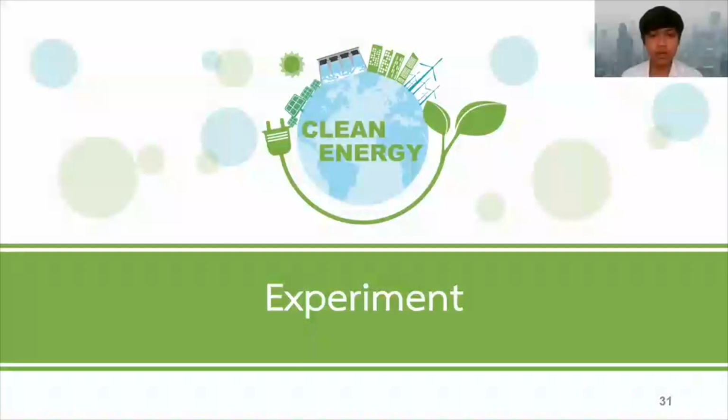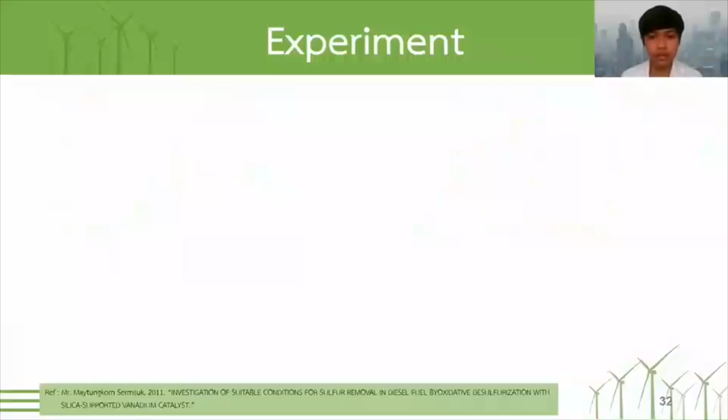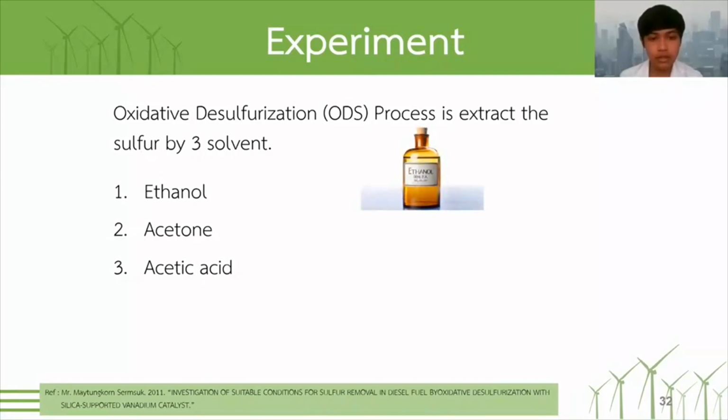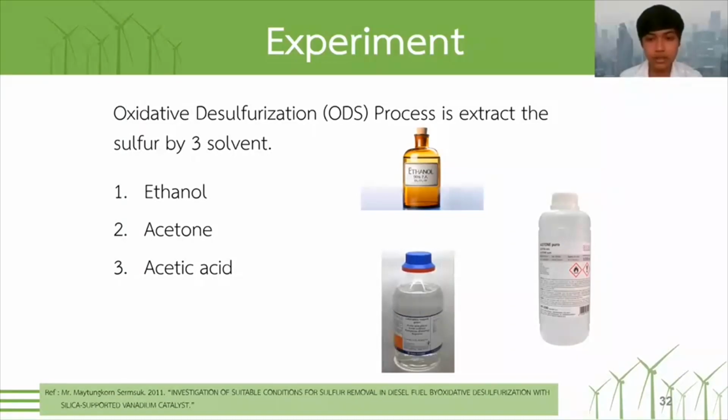In this part, we are talking about an experiment. The oxidative desulfurization process extracts the sulfur using three solvents. First is ethanol, second is acetone, and third is acetic acid. When designing an experiment, we vary one variable and keep the other variables constant to find the best value for the variable that we vary.